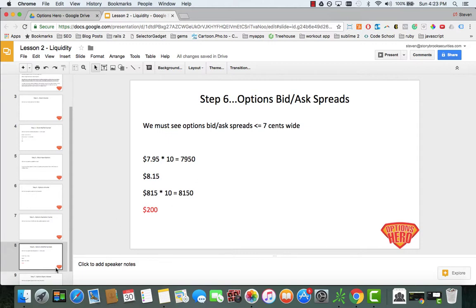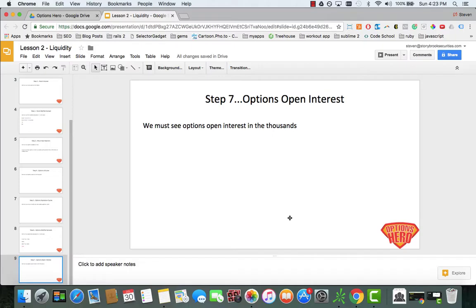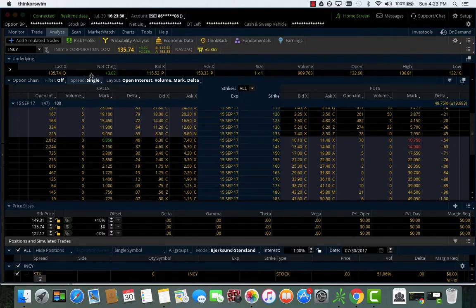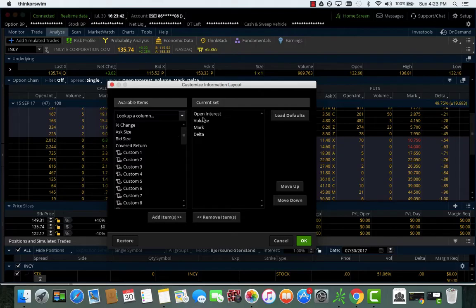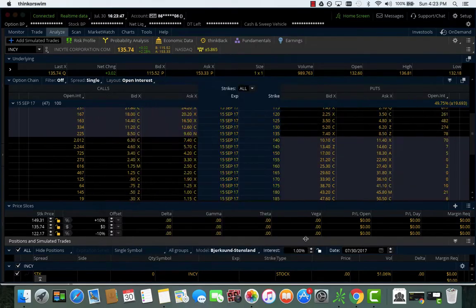That's step number 6. Step number 7 is open interest count, right? Until options expire, there's something known as open interest. Let me clean this up for you just a little bit here. So we're just looking at open interest. All this other stuff we'll get to in a second, right?